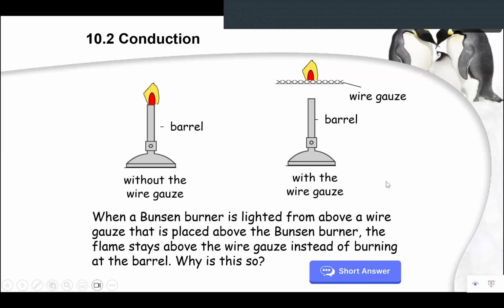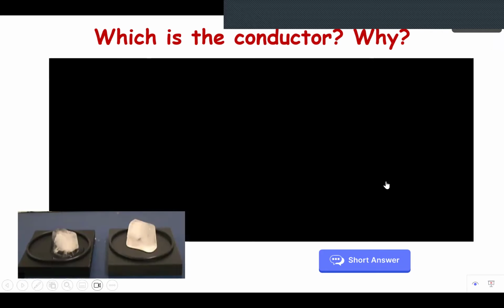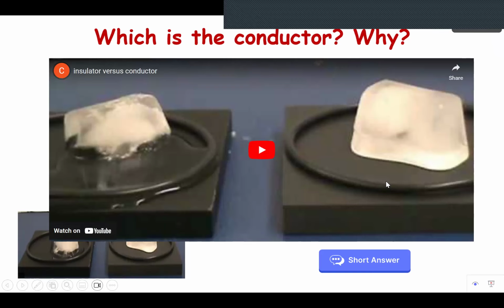Okay, so next, I'm not going to play the video, but what happens for this video is you will see that there are two plates which look exactly the same, but one of them is a thermal conductor and one of them is a thermal insulator. Okay, and then you observe that the ice melts on one of the plates, but it doesn't melt on the other plate. So what is happening and which plate is the thermal conductor?